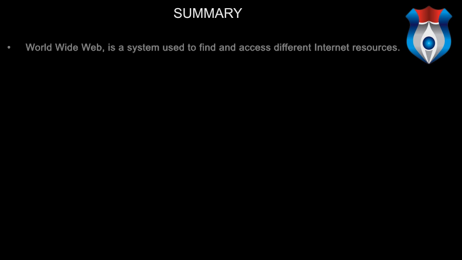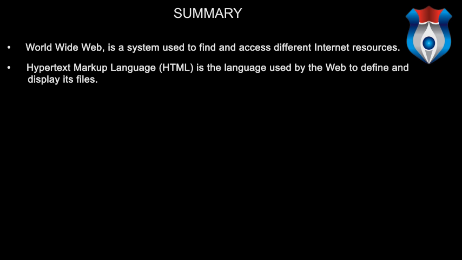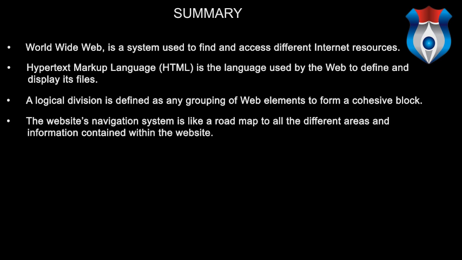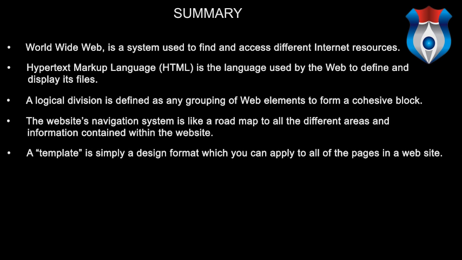Now in the end, let us summarize what we have learned in this lecture. World Wide Web is a system used to find and access different internet resources. Hypertext Markup Language, HTML, is the language used by the web to define and display its files. A logical division is defined as any grouping of web elements to form a cohesive block. The website navigation system is like a roadmap to all the different areas and information contained within the website. A template is simply a design format which you can apply to all of the pages in a website.